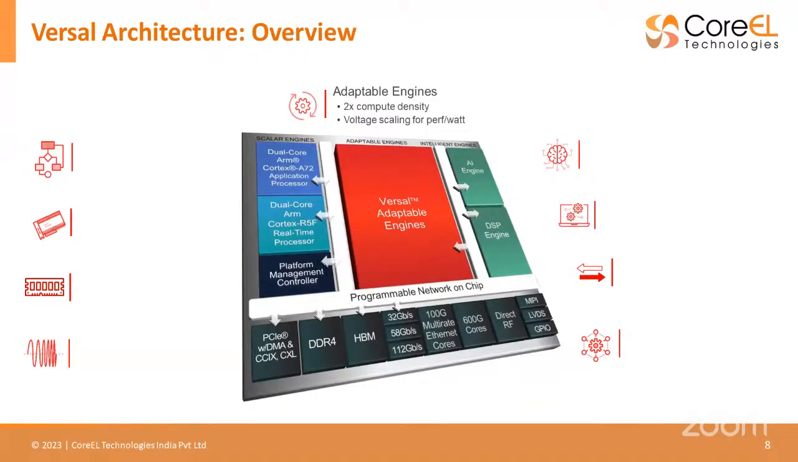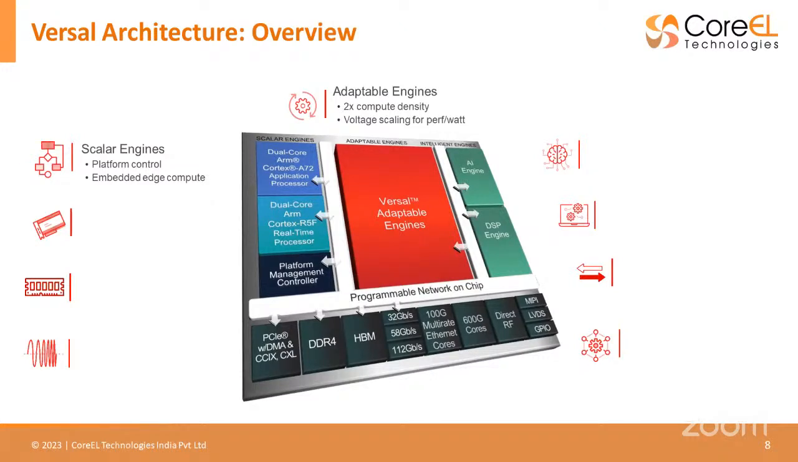So the advantage of using the versatile adaptable engines is going to be the compute density, one, and the voltage scaling when it comes to the adaptable engines. And second, our scalar engines. The scalar engines are essentially our processors, right? Whether it be the real-time processor, the APUs, or the platform management controllers. So all the control units are put into one place. That is your scalar engines.